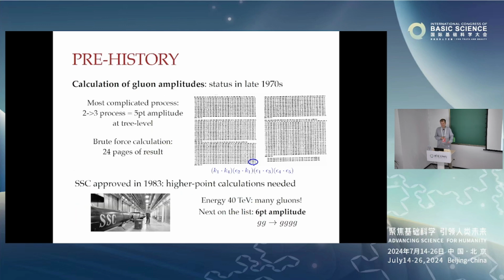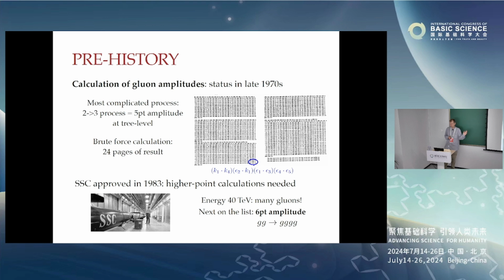And this wasn't just a completely theoretical exercise. In the late 1970s, people did the first non-trivial calculation, which is 2 gluons going to 3, which we will call a 5-point amplitude, at tree level, so at the leading order in perturbation theory. And even this calculation is already, using the traditional Feynman diagram method, very complicated.